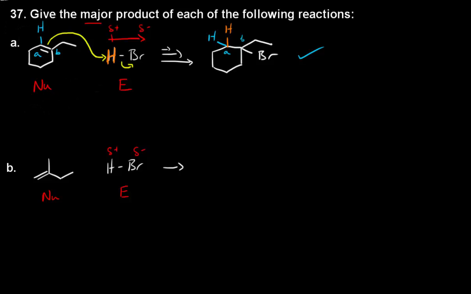So anyway, let's actually go through the mechanism and see what will happen. So going down below, going through the mechanism. We'll redraw the cyclohexane right here. At this point, we have broken this pi bond. We still have a hydrogen right here, and we still have this ethyl group right here.